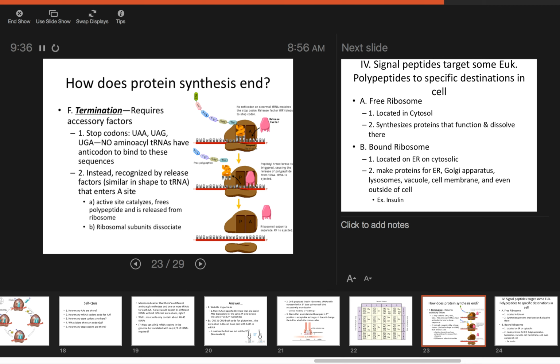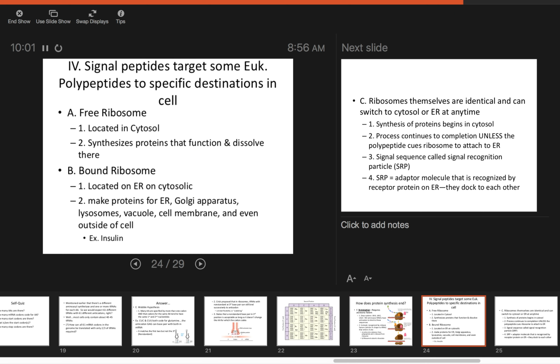Once a stop codon gets recognized and it moves over, the last tRNA detaches from that amino acid. This polypeptide chain will fold into a protein, hopefully, and then everything just dissociates, falls apart, and these ribosomal subunits will go find another initiation complex and redo their job.